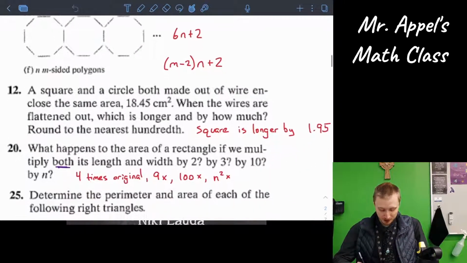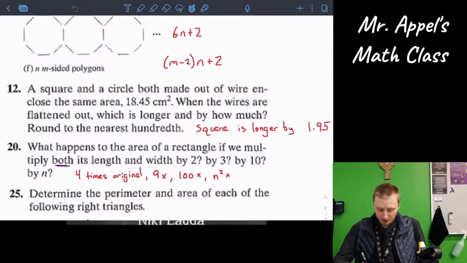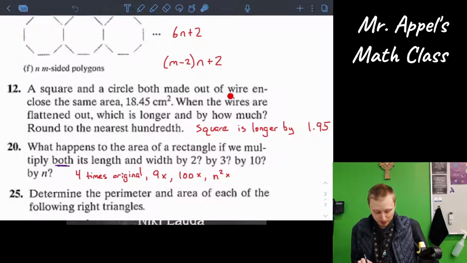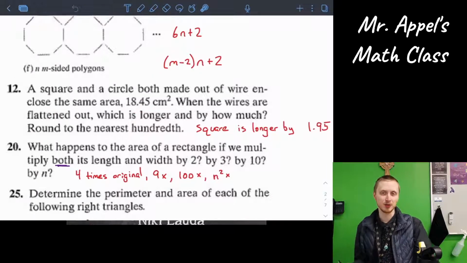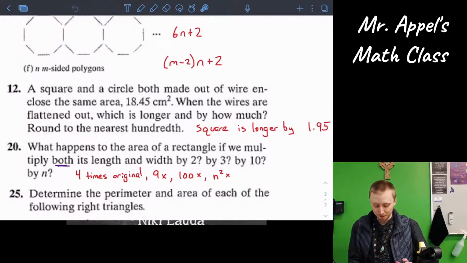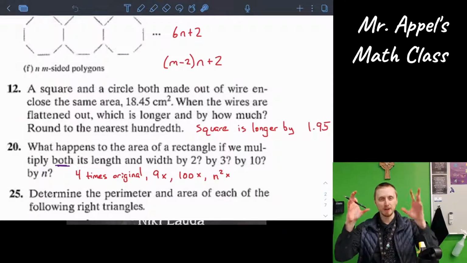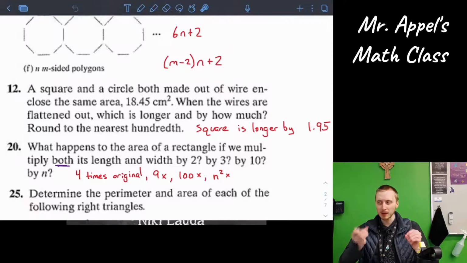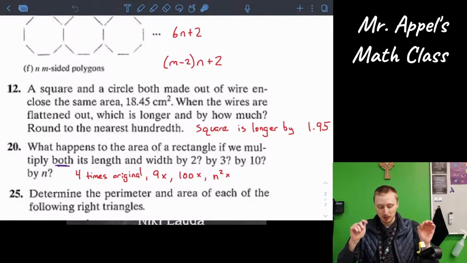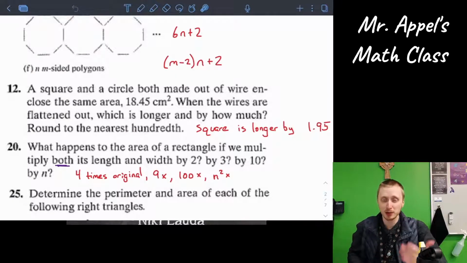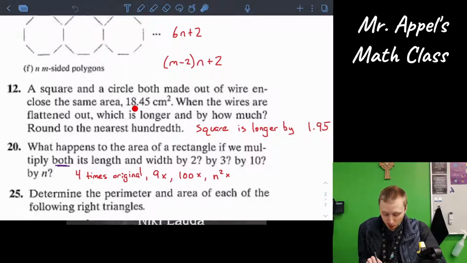All right, and here's where things start to get interesting. We have a square and a circle, both made out of wire, that enclose the same amount of area, 18.45 centimeters squared. What the number actually is not important. The fact is we made 2 different shapes, but we gave them the same area. And now when we uncoil the wire and flatten it out, we're then going to measure the length of the wire, which will be effectively the perimeter of the shape. So we're saying holding area constant, which has a greater perimeter, a square or a circle?